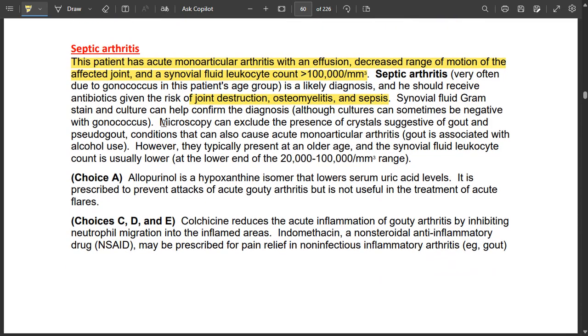Microscopy can exclude the presence of crystals suggestive of gout and pseudogout, conditions that can also cause acute monoarticular arthritis. Gout is associated with alcohol use. It typically presents at older age, and the synovial fluid leukocyte count is usually lower, in the 20,000 to 1 lakh per cubic millimeter range.